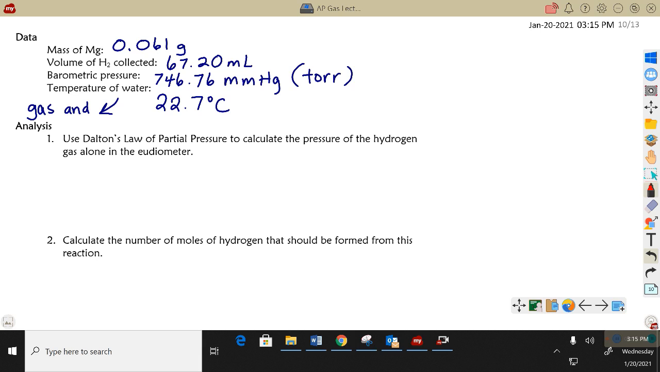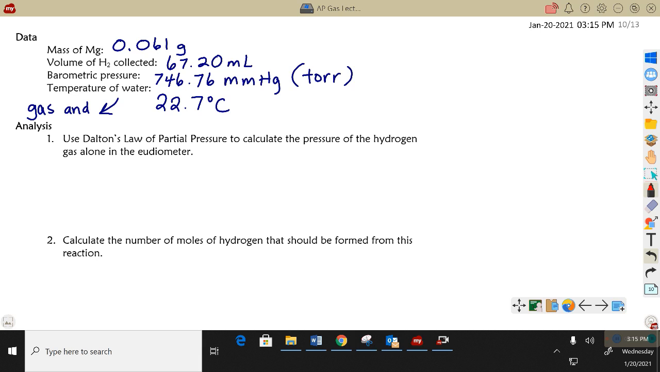We had the mass of the magnesium strip, the final volume of hydrogen collected. The barometric pressure was just the atmospheric room pressure at the time. That's just something that you'll look up. You don't have to really measure that. In the AP equation packet, they will remind you that millimeters of mercury are equivalent to a torr. So either of those units can be used interchangeably.